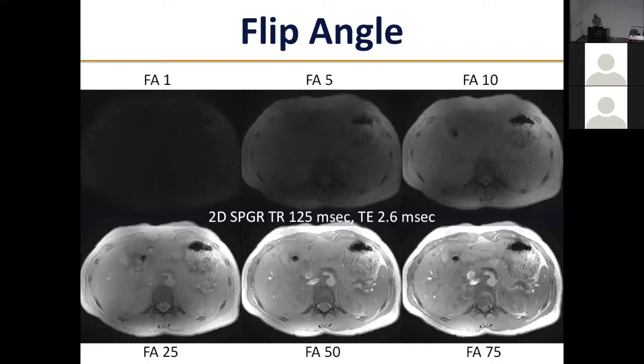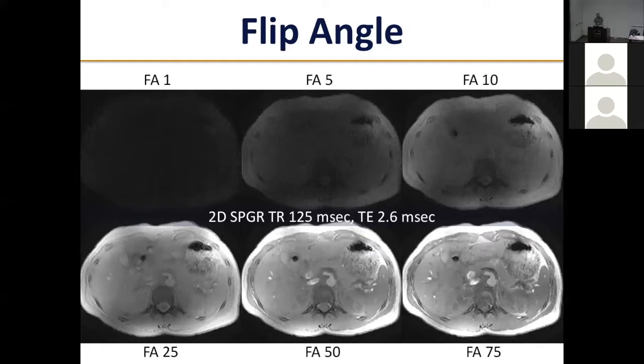And although you can't necessarily tell from these images, I'll tell you that the signal to noise actually peaks at around, in this case, a flip angle of 50, and then starts to go down. So unlike TR, where the signal to noise is continuously increasing, with flip angle, the signal to noise reaches a peak and then starts to go down. And I'll show you some more examples later that will make this more clear.